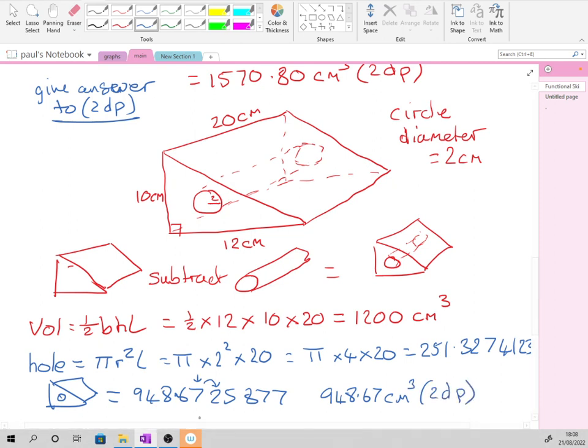So you can have combinations of shapes. You could have had a cuboid shape with a cylinder taken out of it, or a cylinder with a, well, it would be a bit complicated, wouldn't it? Or a cuboid shape with a prism thing taken out of it. So you can have combinations. It's quite common to have a question like that.